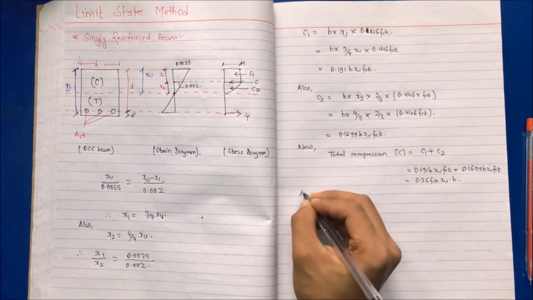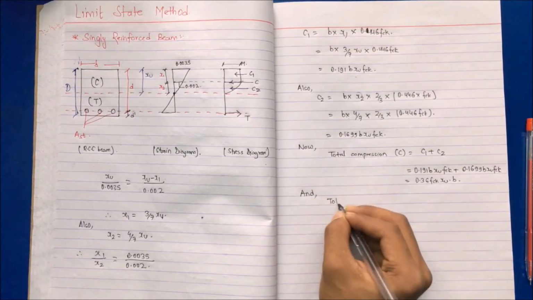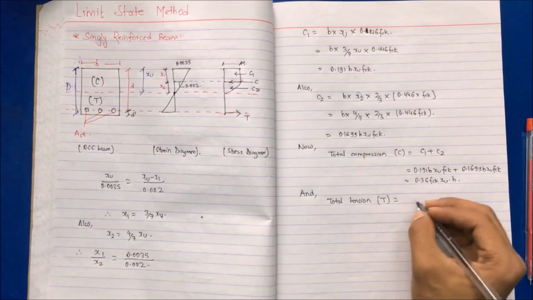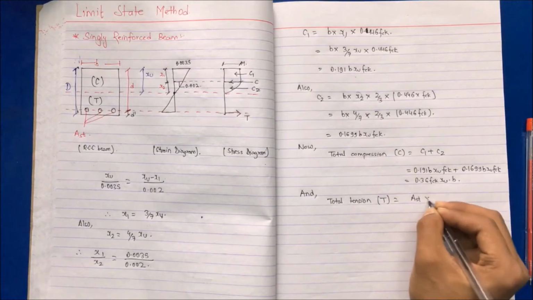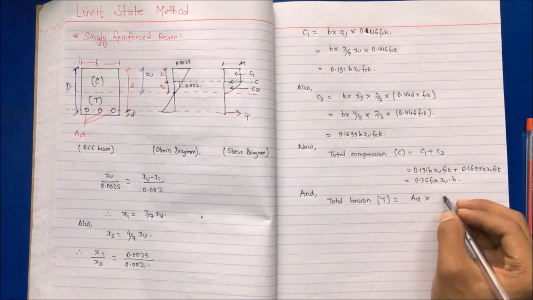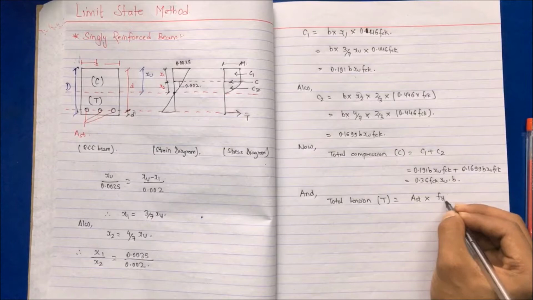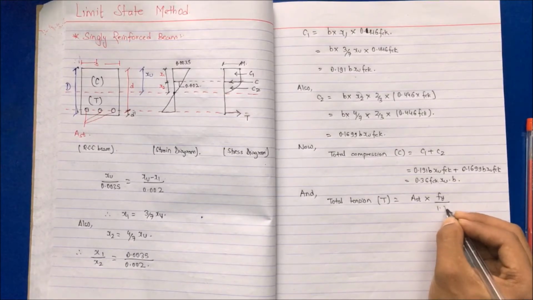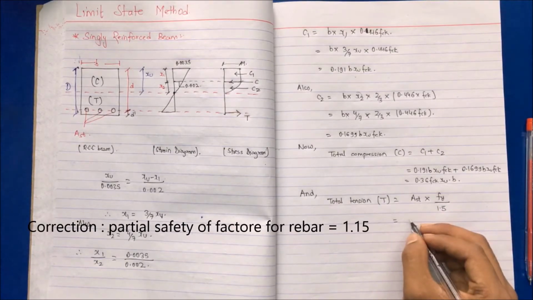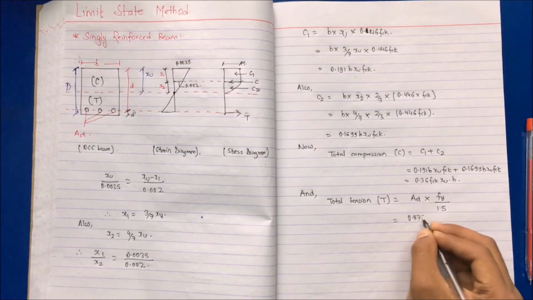Now for total tension T, as we said, it is given as area multiplied by characteristic strength, so AST into Fy divided by partial safety factor, multiplied by the area of steel, so we get 0.87 Fy AST.